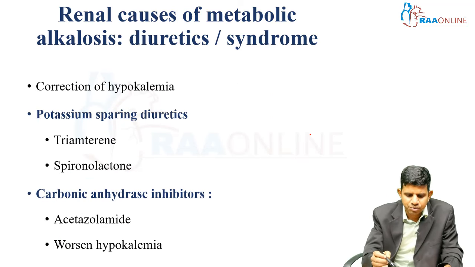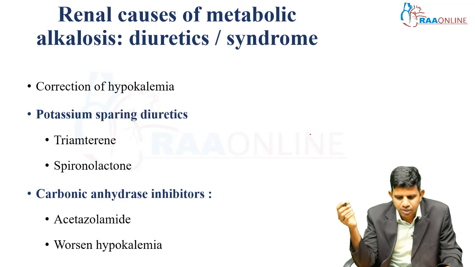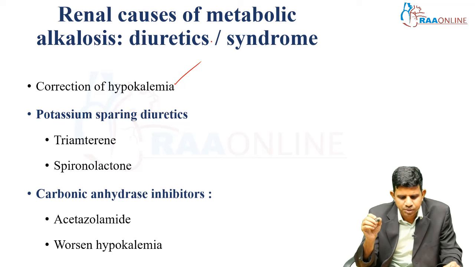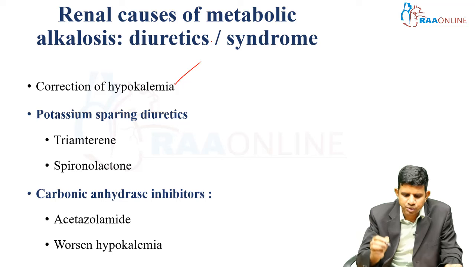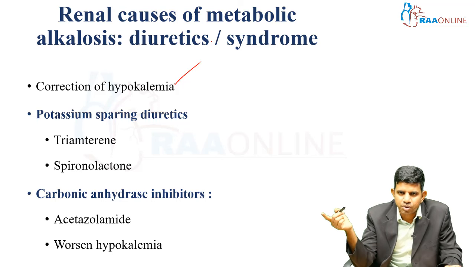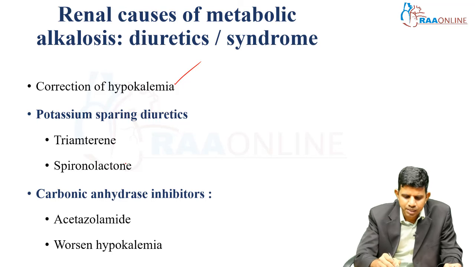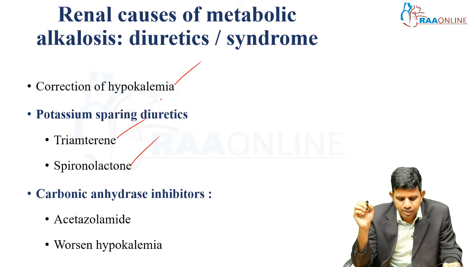How will you treat the metabolic alkalosis, especially with diuretics? You have to correct your hypokalemia. It's very important. Indirectly they are increasing the distal sodium absorption. Indirectly they are causing hyperaldosteronism, secondary hyperaldosteronism. So, you can give spironolactone or an aldosterone antagonist.